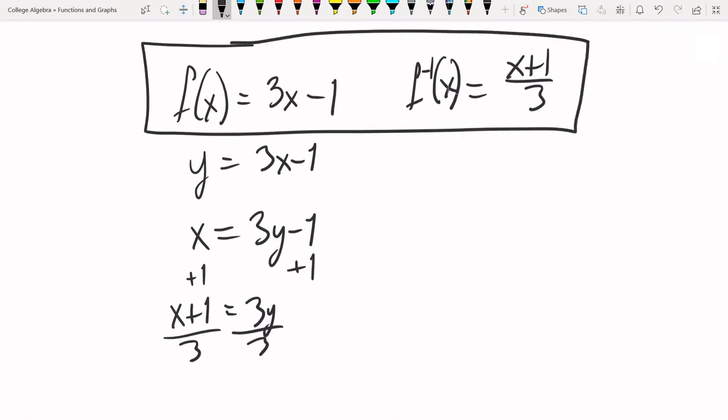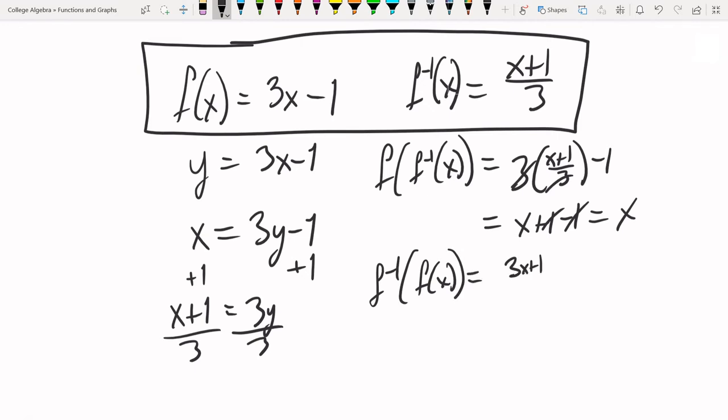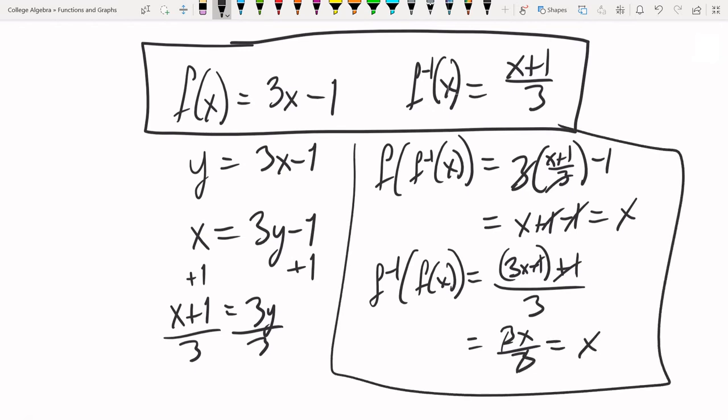I've shown that algebraically here, but I can prove it, if you're not convinced, by just plugging each into each other. So plugging in f of x into f inverse, we get 3 times x plus 1 over 3 minus 1. 3's cancel, and that gives me x. Plugging it the other way, I'm going to be plugging f of x into f inverse of x. Parentheses drop and the 1's cancel, giving me 3x over 3. And of course those cancel to give me x. So that proves they're inverses right there. That's how we do it algebraically.